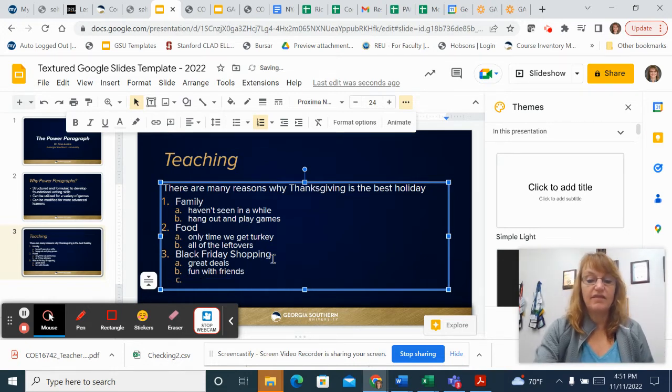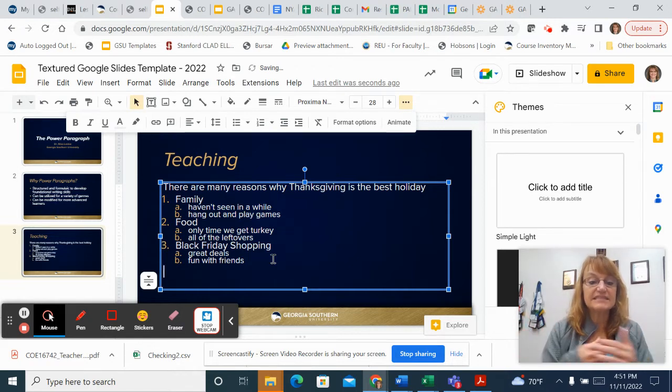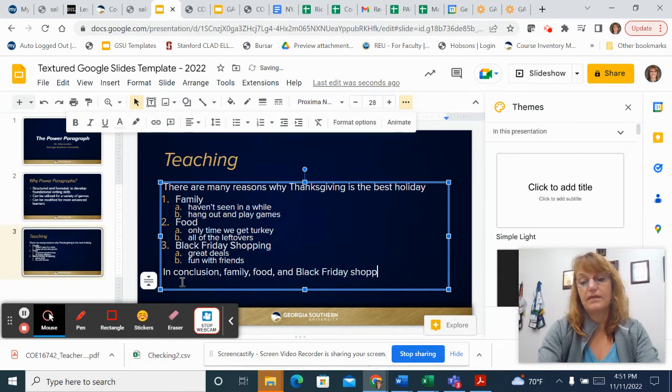And then the last thing I want to do for my outline is make sure that I take my three reasons and I start my concluding sentence with that. So in conclusion, family, food, and Black Friday shopping are three reasons why Thanksgiving is the best holiday.